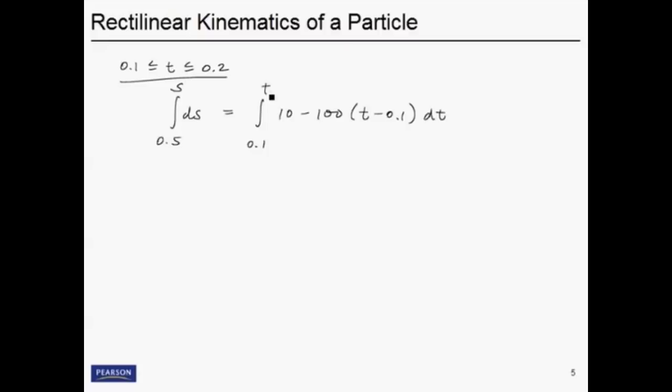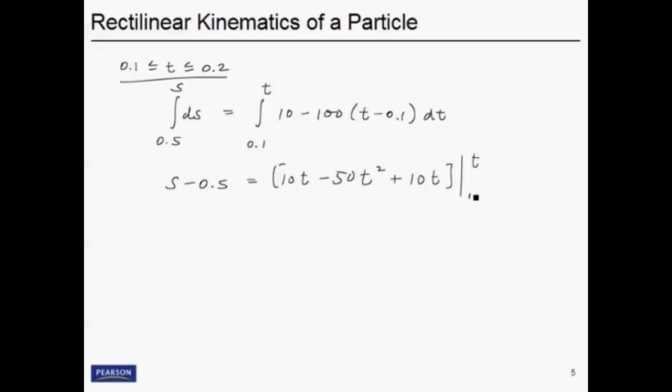Now you can make another choice here. You could put in a 0.2 and do the integral, but I'm going to show you symbolically how this turns out, and then we'll plug in t equals 0.2 a little later. Okay, so let's do this integral. On the left-hand side, we get s minus 0.5. On the right-hand side, it turns out to be 10t minus 50t squared plus 10t. That's all going to be evaluated from 0.1 up to t.